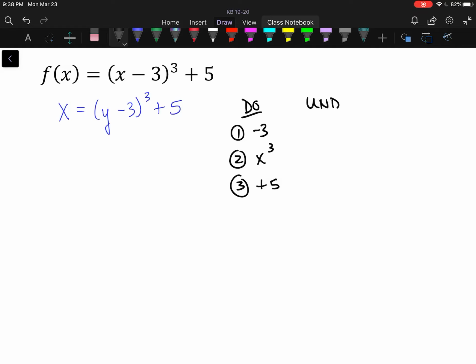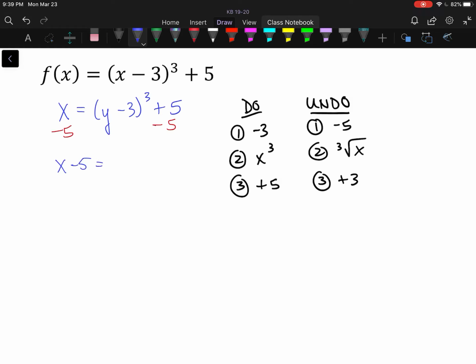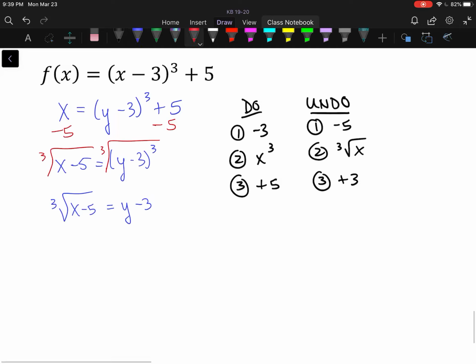And so for our undo list, which is our SADMEP, we just go in reverse order. So we're going to subtract 5. Then we're going to take the cube root of x. And then we're going to add 3. And so, first thing, subtract 5. So that gives us x minus 5 equals y minus 3 cubed. Then we would take the cube root. That gives us the cube root of x minus 5 equals y minus 3.